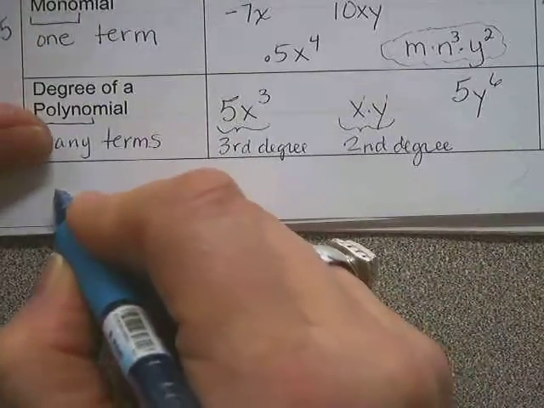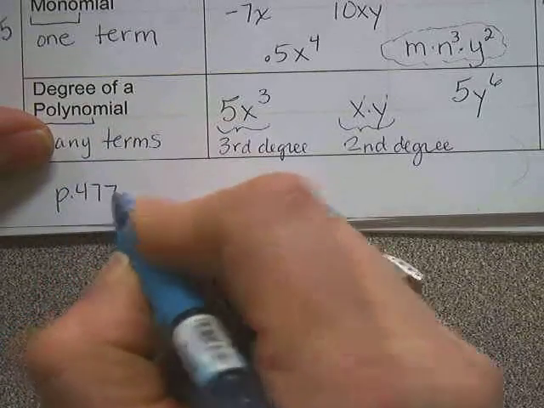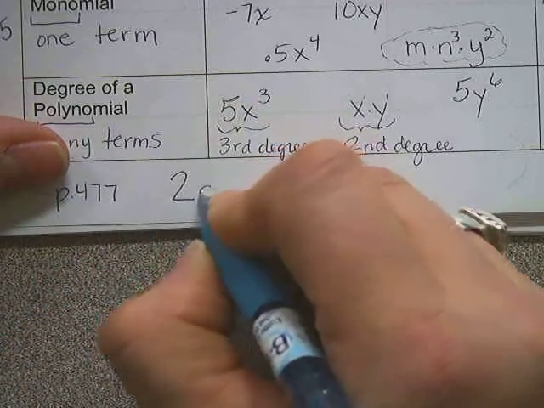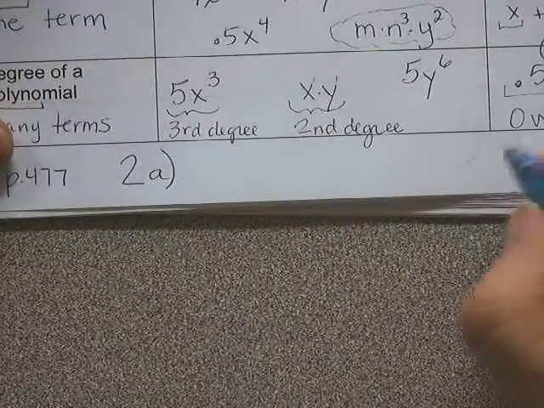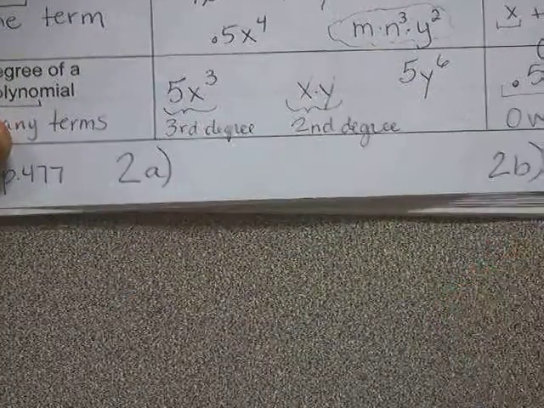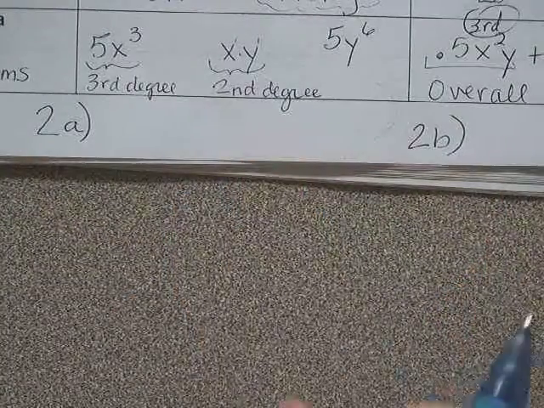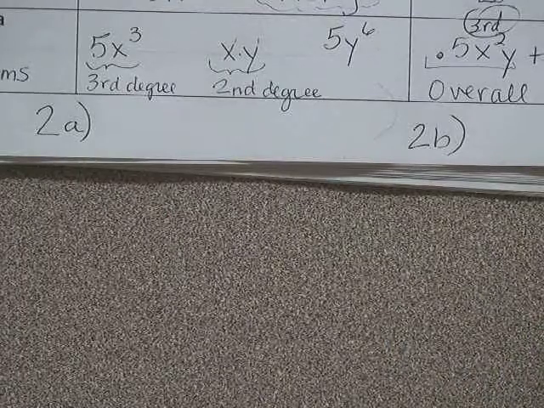So in your book, on page 477, right at the bottom of your worksheet here, I want you to do checkpoint 2A and checkpoint 2B right here. So pause the video, complete those, and then you can restart.